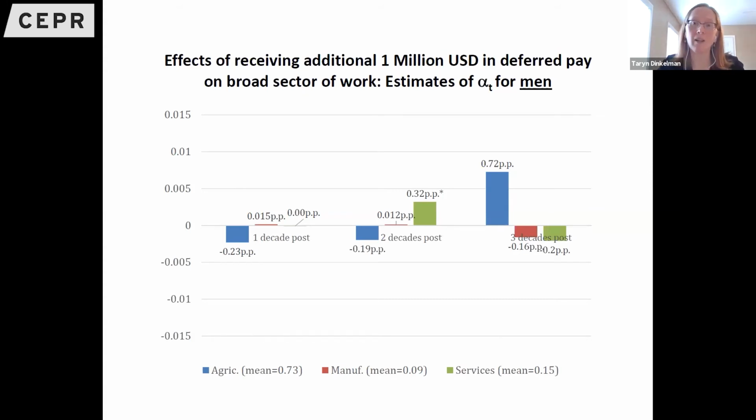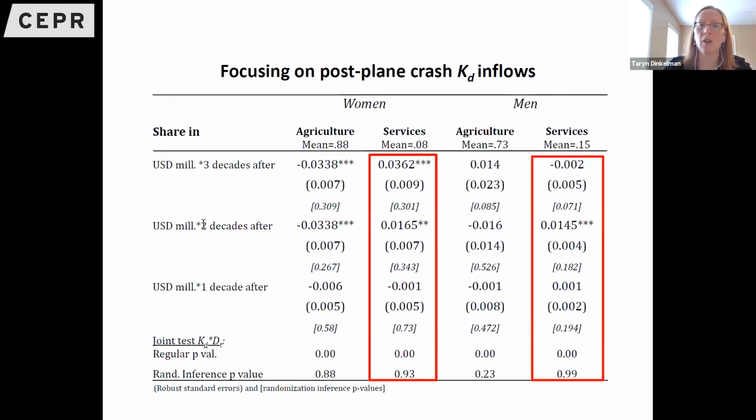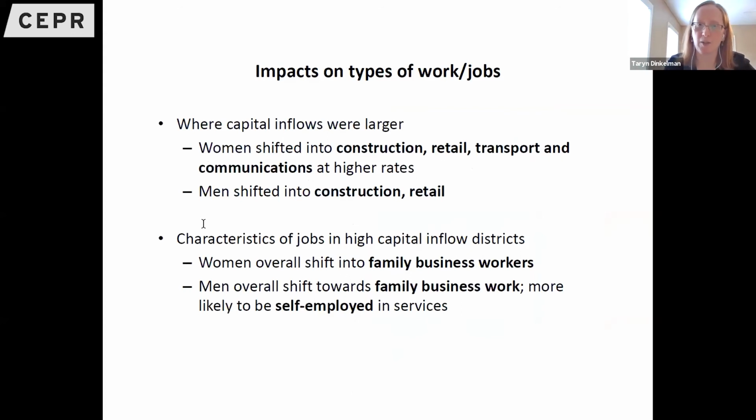Remember, we're controlling here for the total number of migrants as well. So this is conditional on the number of male migrants sent. Does male employment shift differentially in high versus low capital shock districts? We don't see much strong evidence that there's a big shift out of agriculture for men. There's maybe a little shift into the service sector 2 decades post, but not precisely estimated 3 decades after. Okay. I'm going to leave that for the discussion in case this comes up.